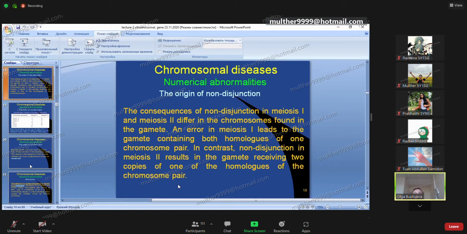The origin of non-disjunction. The consequences of non-disjunction in meiosis I and meiosis II differ in the chromosomes found in the gamete. An error in meiosis I leads to the gamete containing both homologues of one chromosome pair. In contrast, non-disjunction in meiosis II results in the gamete receiving two copies of one of the homologues of the chromosome pair.